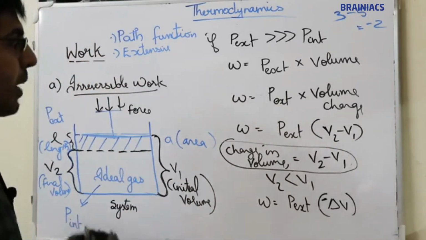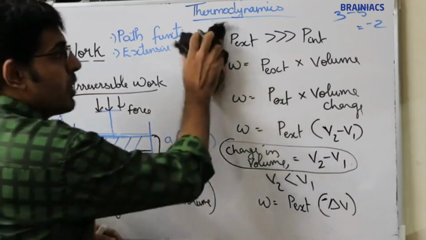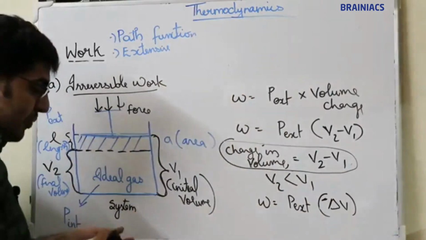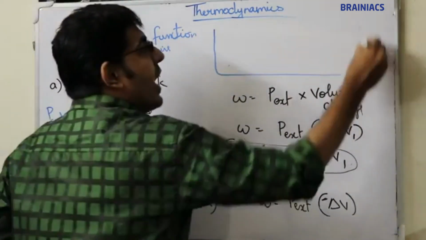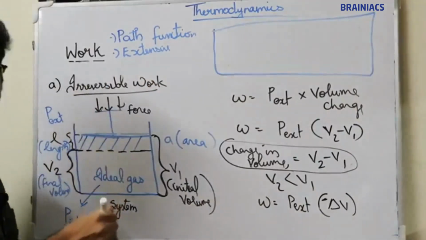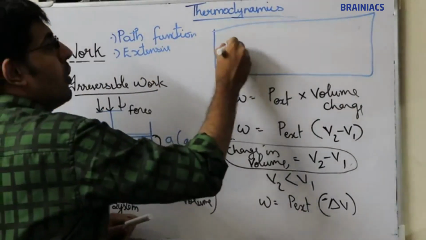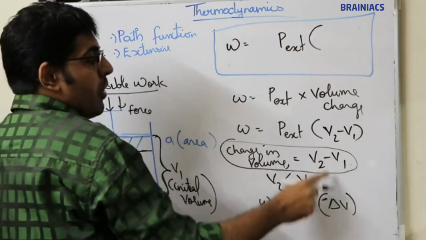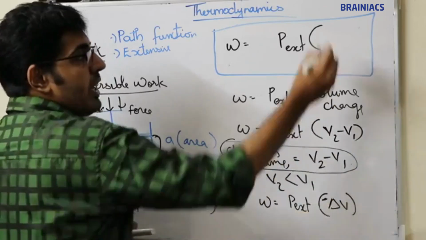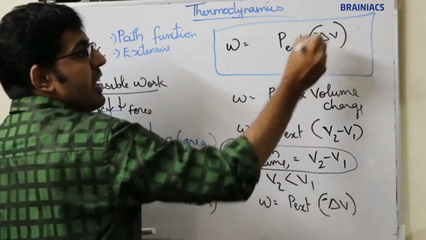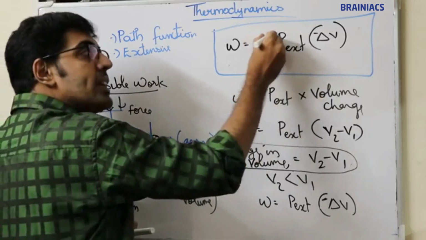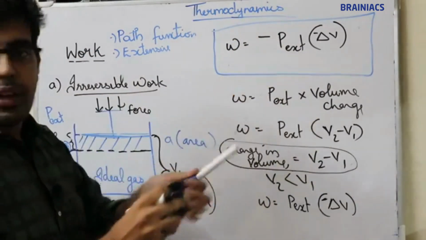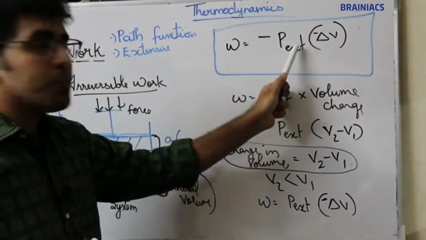Now one more step remaining. So I am rubbing this part. The final equation to calculate irreversible work is W equal to P external into V2 minus V1, which is minus delta V, right? And I am putting a minus just before P external.